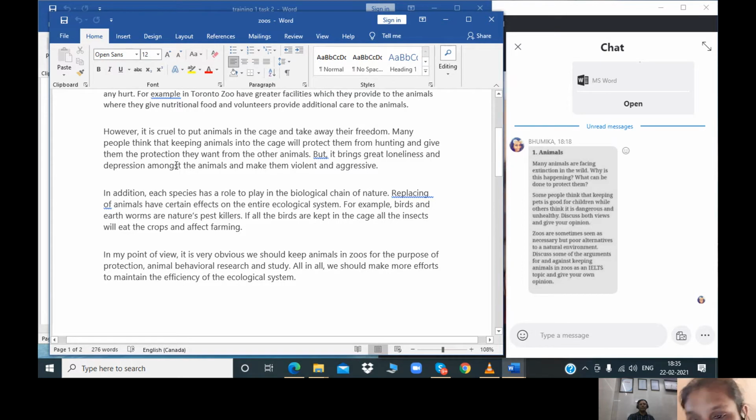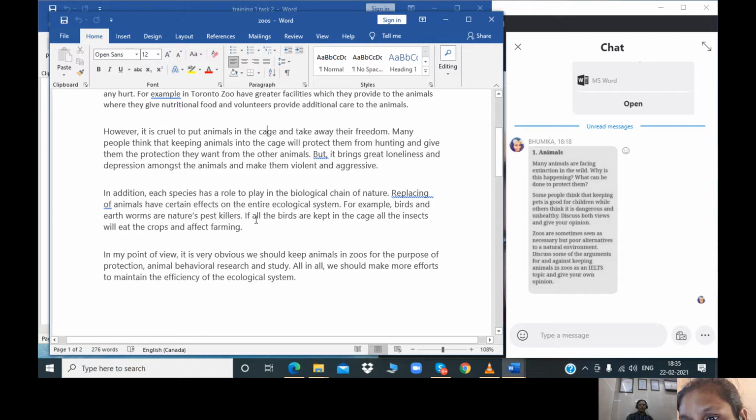In addition, it should be in one paragraph. In addition, each species has a role to play in the biological chain of nature. Replacement of animals has a certain effect on the entire ecological system. For example, birds and earthworms are nature's pest killers.